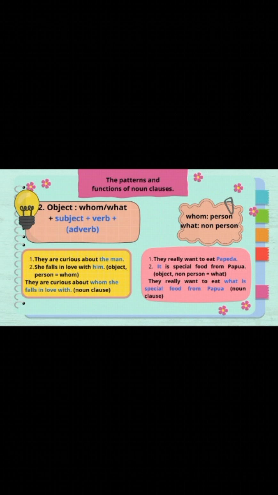Next, the first sentence, they really want to eat papeda. The second, it is special food from Papua. It shows papeda as an object. It shows non-person, so we must use what. It will be, they really want to eat what is special food from Papua. What is special food from Papua shows a noun clause.